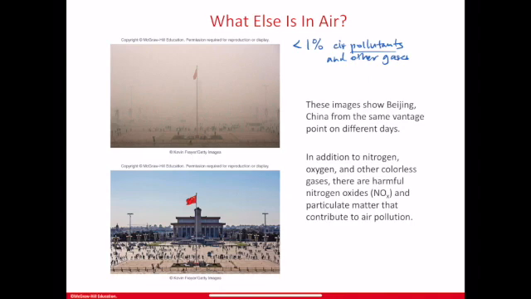These images show what Beijing, China, looks like on different days. This is not because it's raining or it's the middle of the night. It is due to air pollution, mainly nitrogen oxides over there. And we'll talk about how those are generated here as well in the United States. But you can have perfectly clear air, and that is minus the air pollutants.